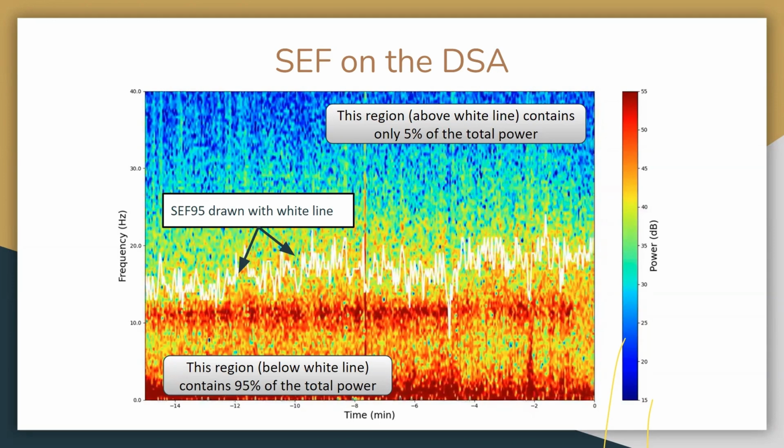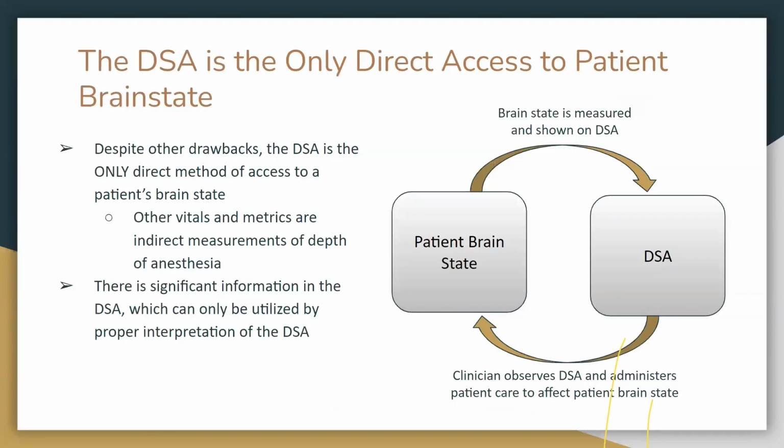Any other questions? If not, go ahead. So this slide is here just to make a small point that there are some drawbacks to the use of EEG data, but the EEG is a direct measurement of the patient's brain state. So the goal here is to draw a connection between what is on the screen and actual patient biology, and then the patient biology should inform your decisions. So this is a closed loop that we'll be working with.